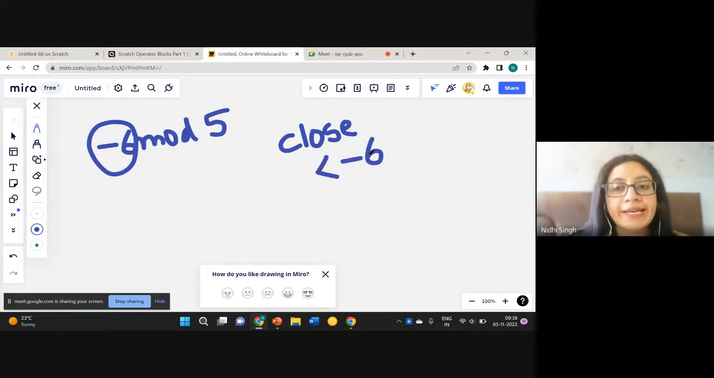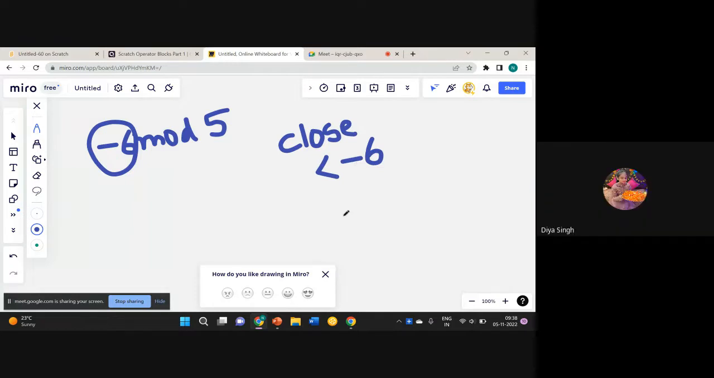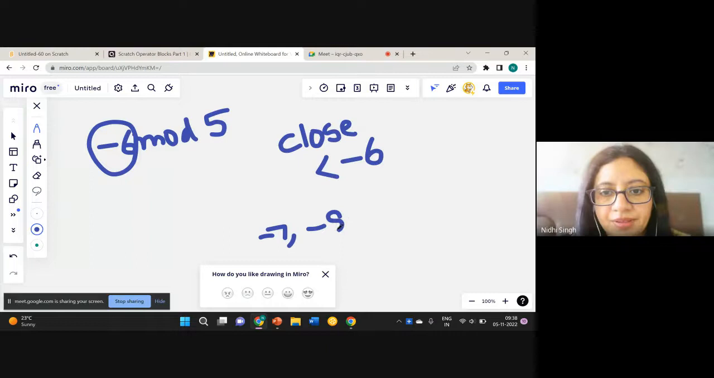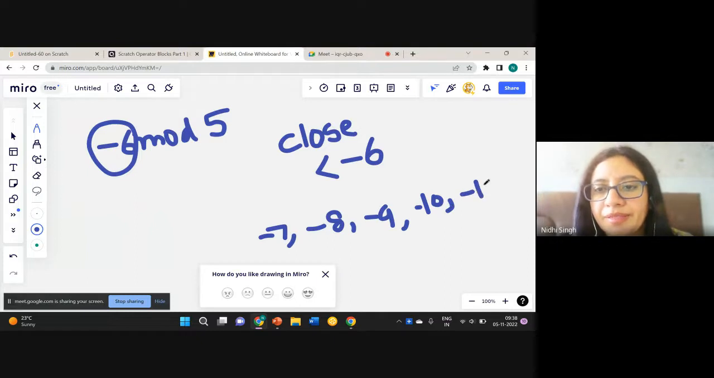So first of all, tell me the numbers less than minus 6. Consecutive numbers I want. Consecutive means no gap should come in between, one after another. Tell me a few numbers which are less than minus 6. Ma'am, there will be -7, -8, -9, -10 and so on. Okay, so minus 8, minus 9, minus 10, and minus 11.